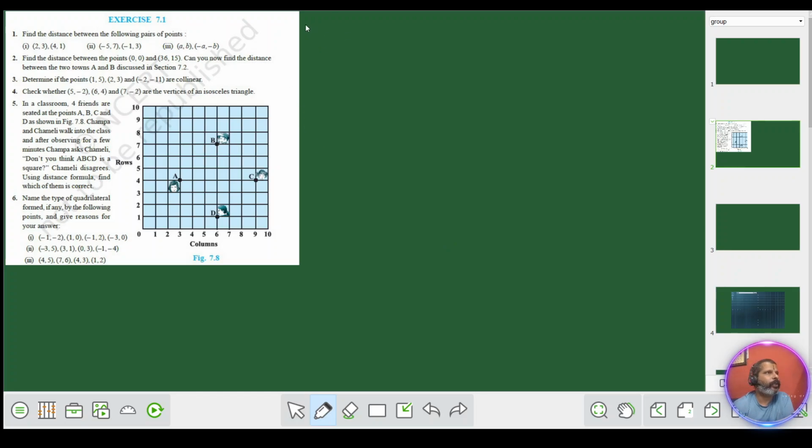We'll start with the first question. Find the distance between the following pair of points. Okay, let's see the points. Let's assign a name for it. Let A of 2 comma 3 be x1 y1, and B of 4 comma 1 be x2 y2. They have asked for the distance formula, right?